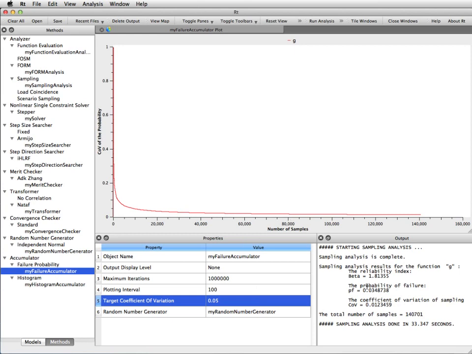5% coefficient of variation. In fact, we see here that the reliability index, the generalized reliability index from this mean-centered Monte Carlo analysis, is a little over 1.8, with the corresponding failure probability, and here the coefficient of variation is around 1.2%. So these are the results from the Monte Carlo sampling analysis.